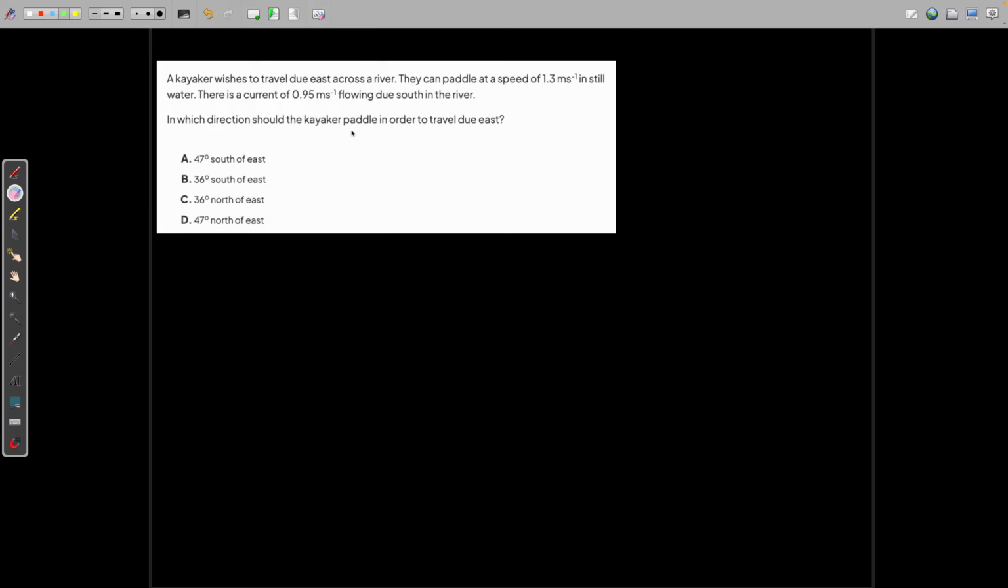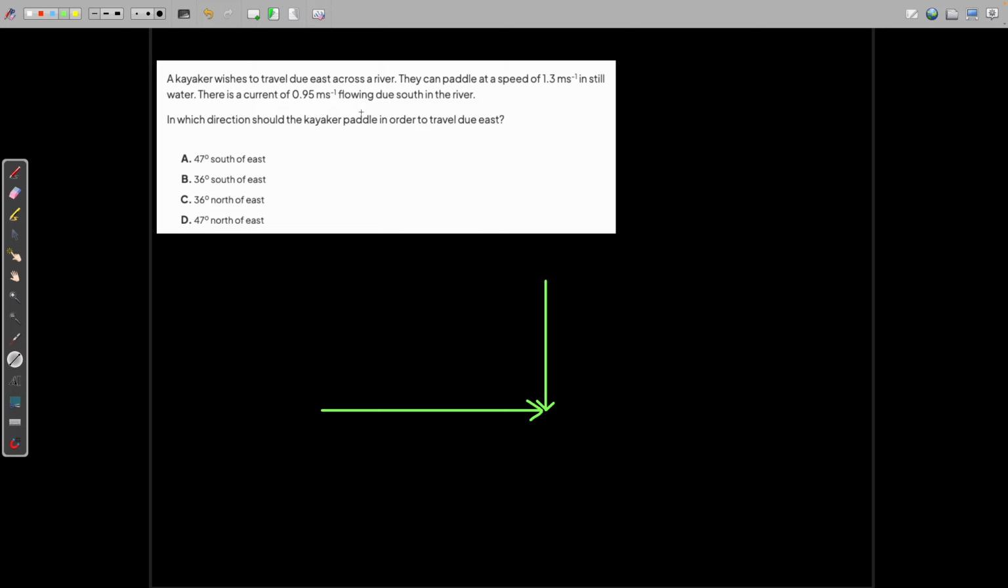So in this question, they've given you the resultant. You want the resultant to be pointing due east like this. So that's what you want to end up with. Let me just put some arrows on this, so that's the resultant vector. But there is a current in the river pointing due south, so that would be down this way. So that's due south like that.